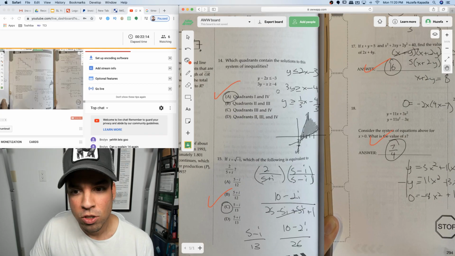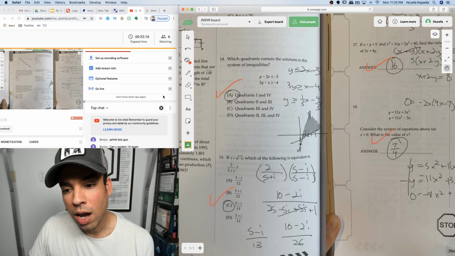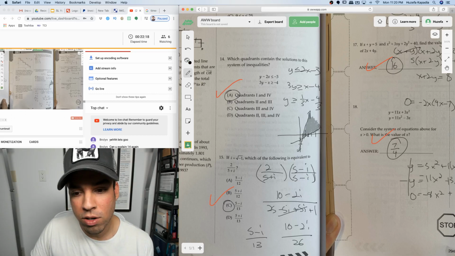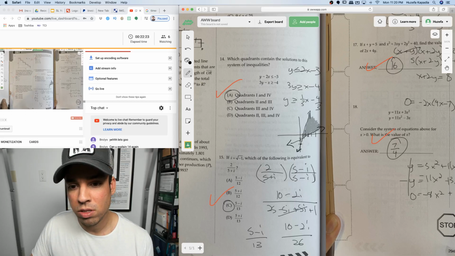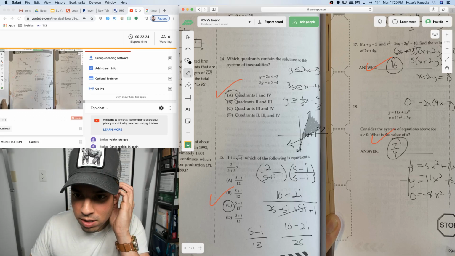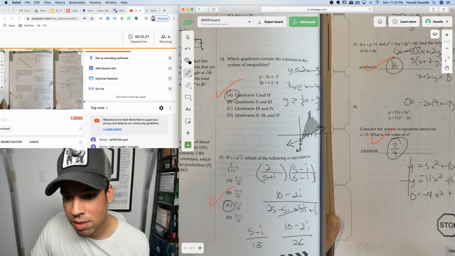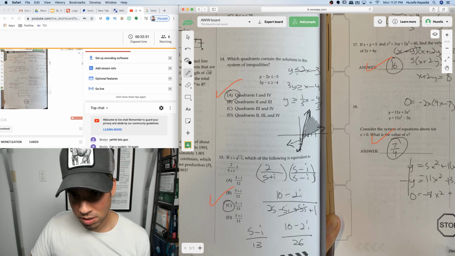All right, so which contains a solution? Look, I had to graph this. I graphed these two systems, right? So for the system of inequalities, what did I do? First, I put this into slope-intercept form. y is less than or equal to 2x minus 3. That's this line, okay? This is 2x minus 3. And I'm shading below it because it says less than or equal to.